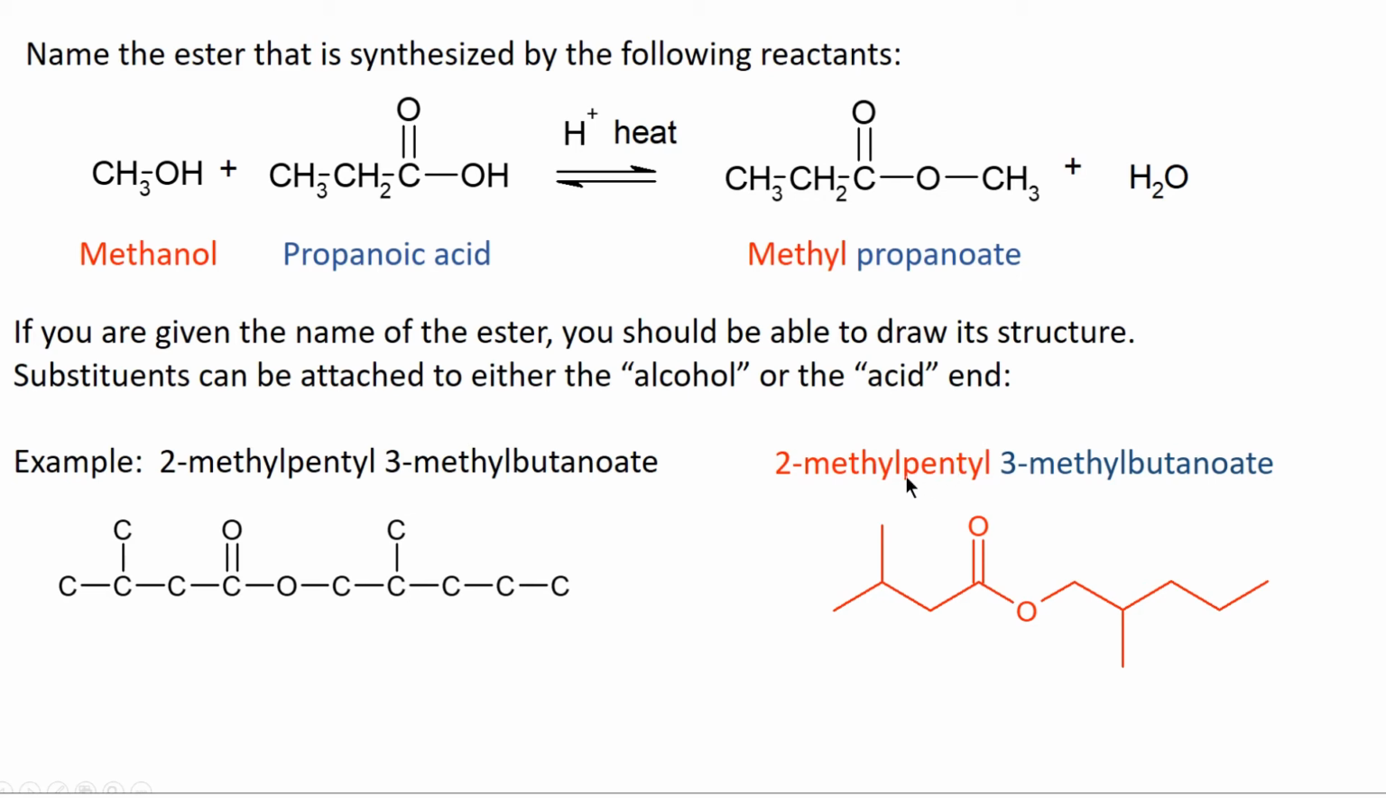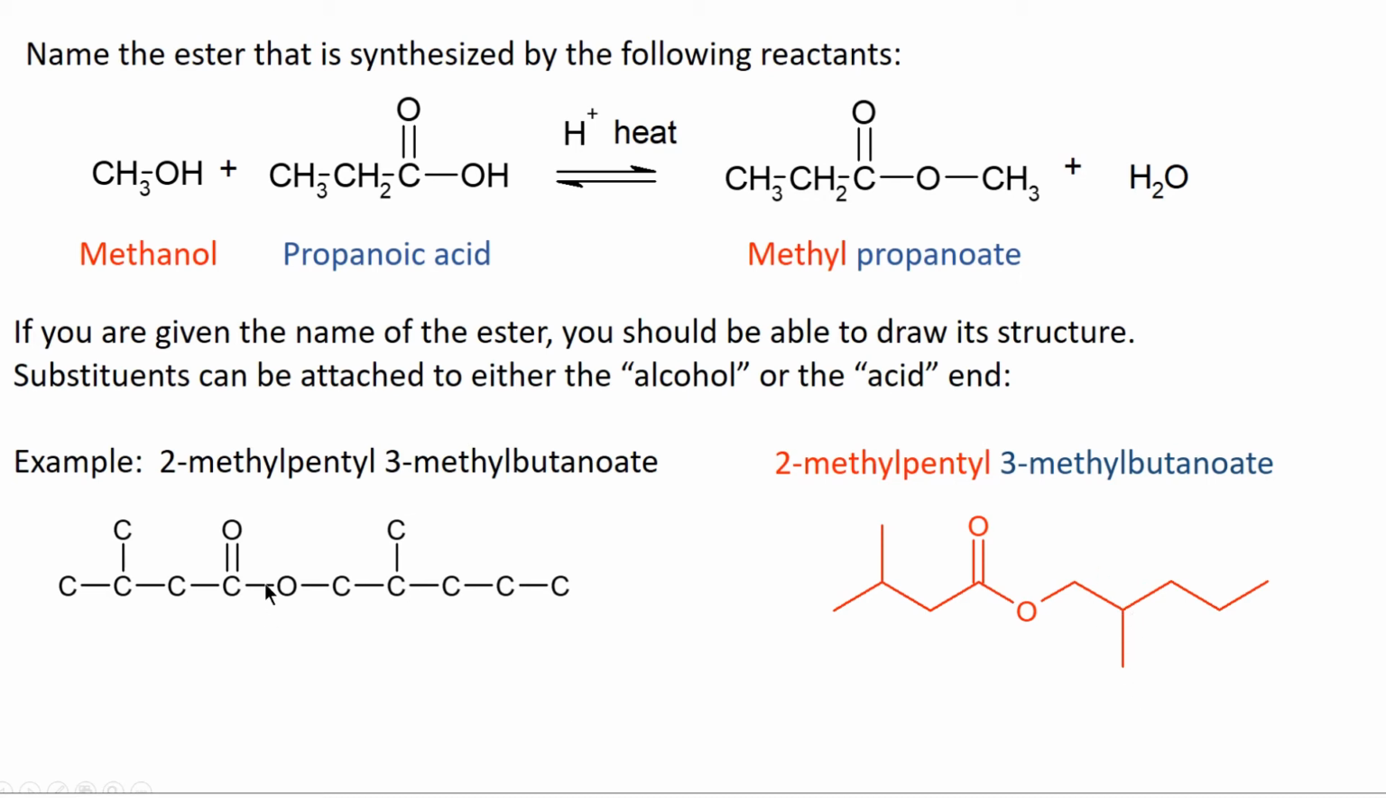So attached to the oxygen, there's going to be a 5-carbon chain. So take a look here. 1, 2, 3, 4, 5. So there's our pentyl. And then the carbon coming off of the oxygen is always going to be carbon number 1 in our esters. So that means 2-methyl is coming off of carbon number 2. Here's carbon number 2. There's our methyl.